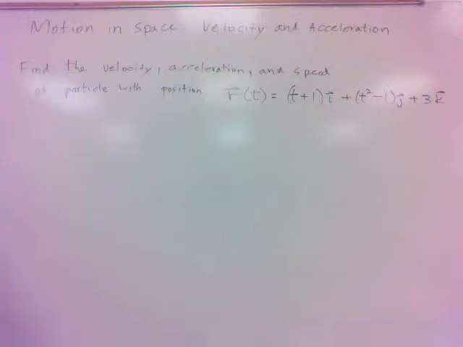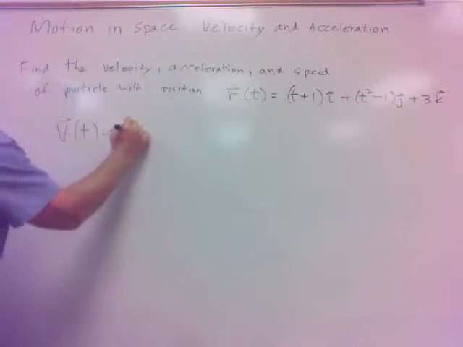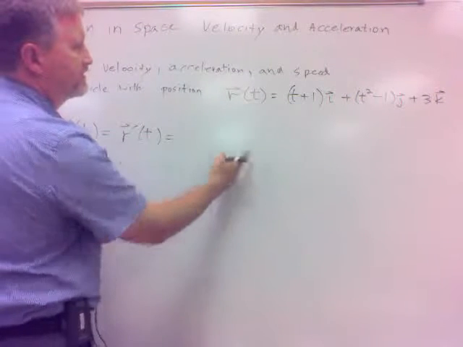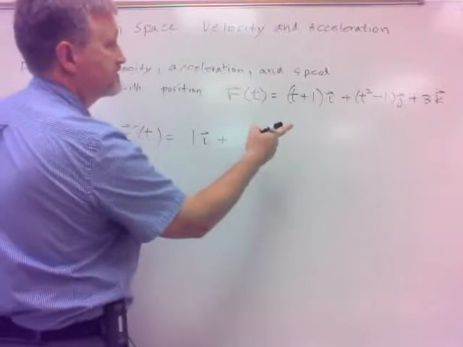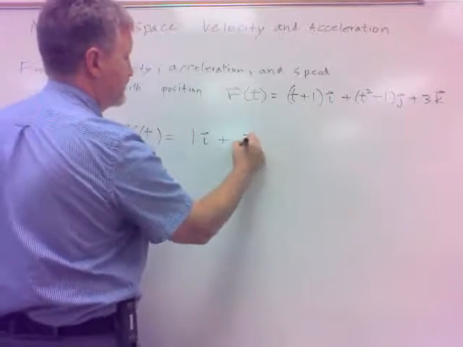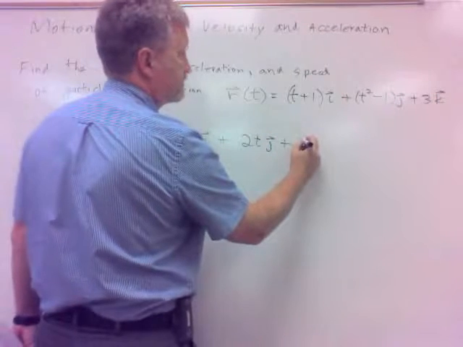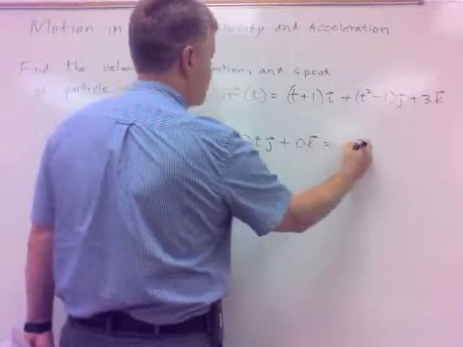All right, so yeah, it's pretty straightforward. The velocity vector is just the derivative of the position vector, so that would be what? 1i plus 2tj plus 0k. So it's just i plus 2tj.